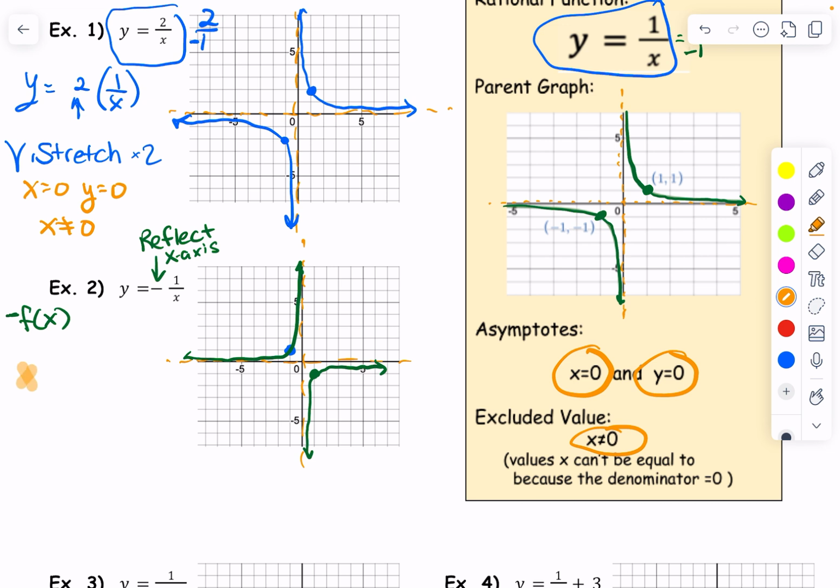So let's go through this again. We still have the asymptotes x equals 0 and y equals 0, right? We know that it's going to be a reflection on the x-axis. Okay, and we are still not allowed to have an excluded value of 0, right? Because we can't have 0 on the bottom.